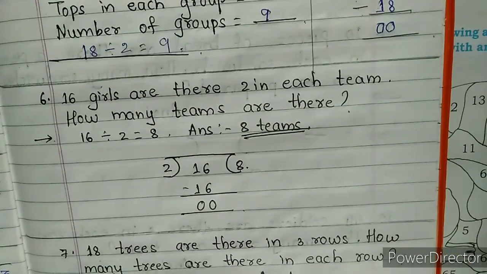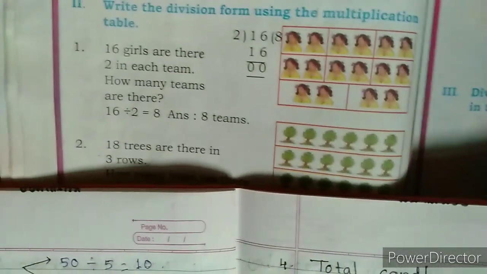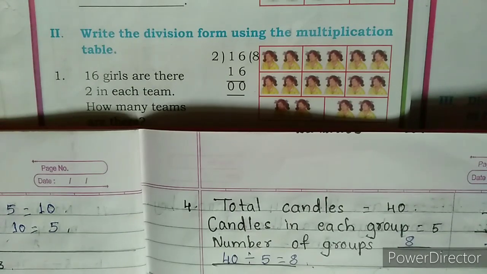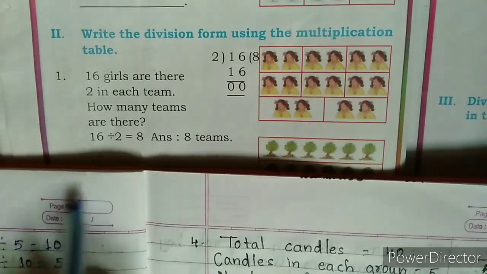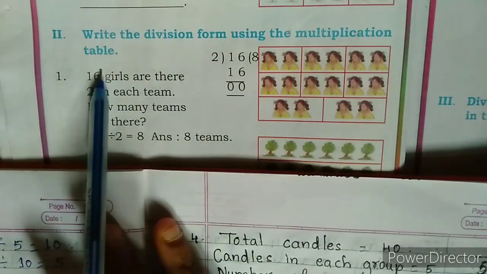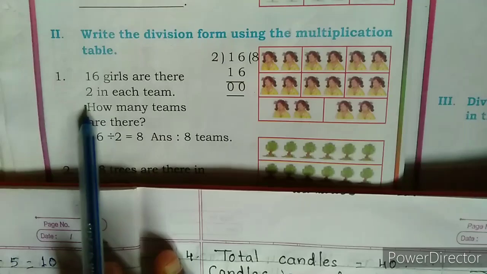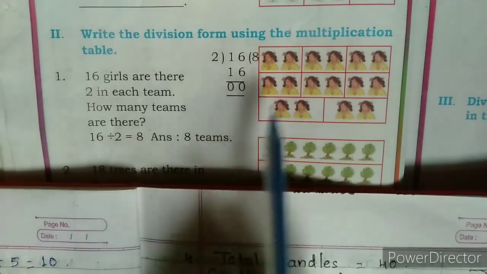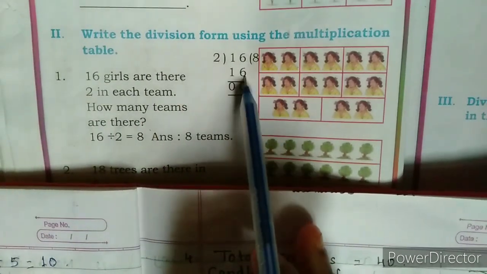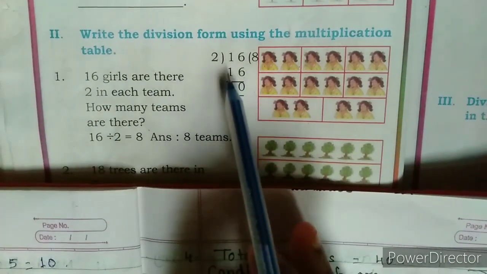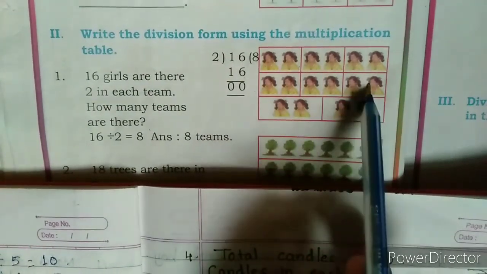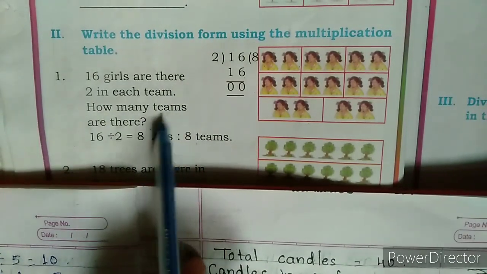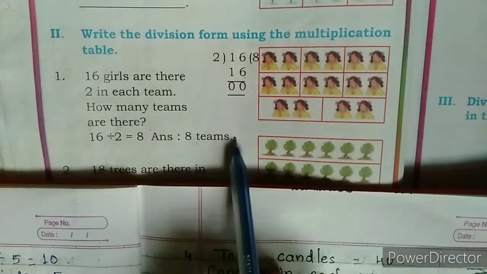Now, this is another one, the second one, but I have continued. So, same thing you can do. Here just you see, write the division form using the multiplication table. 16 girls are there, 2 in each group. It's already done. How many teams are there totally? 2 8s are 16. Okay, 6 minus 6, 0, 1 minus 1, 0. 1, 2, 3, 4, 5, 6, 7, 8. So, what is the answer? 8 teams. Here they have written how many teams. So, you have to write this 8 and teams.